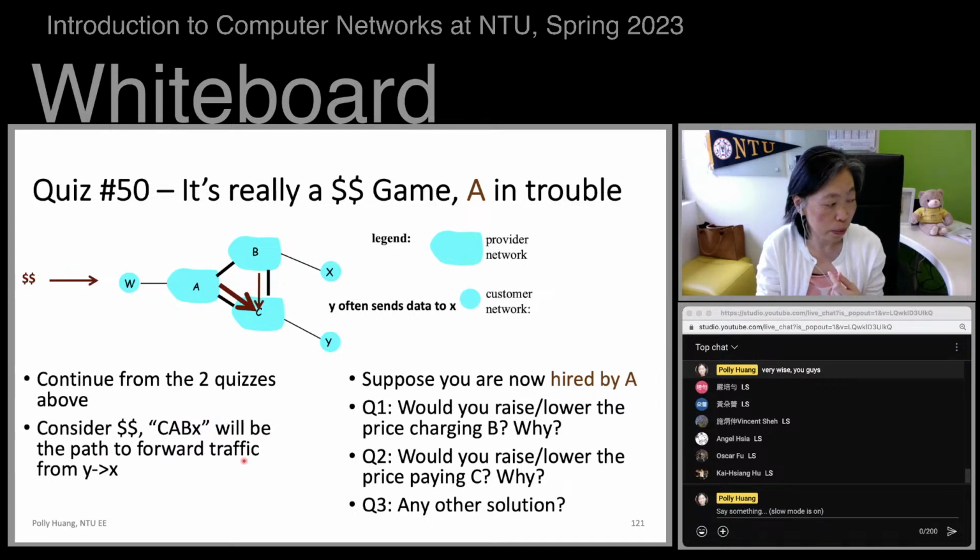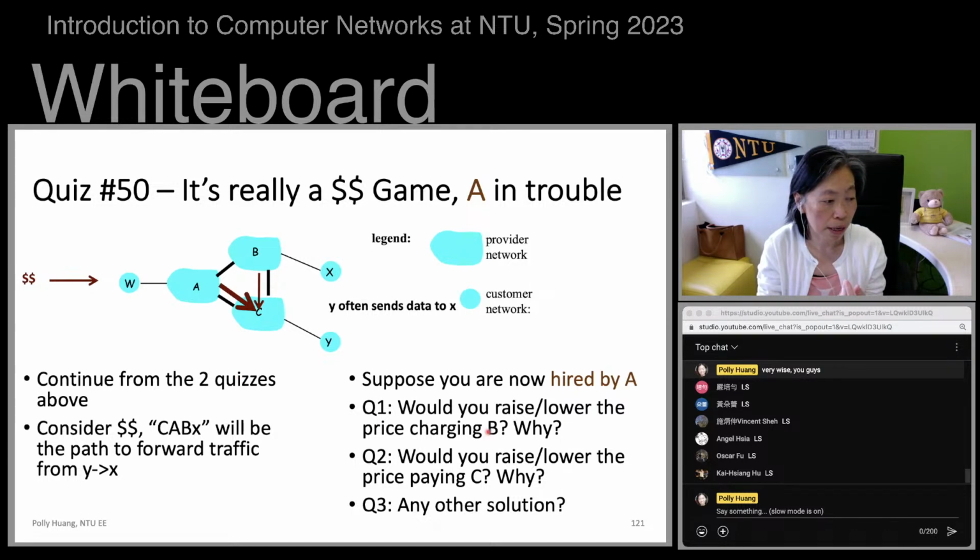CABX will be the path to forward traffic from Y to X. CABX, right? From 49, this is the cheaper path. Actually, no. This is the path that C earns more. Look at the money draw. B forwards to A because A charges B less. So C here, obviously, would try to do this.